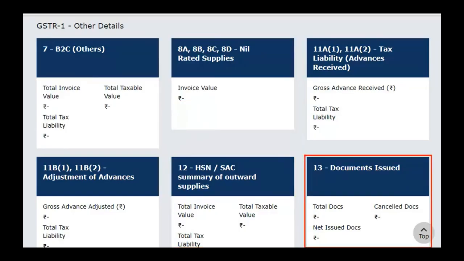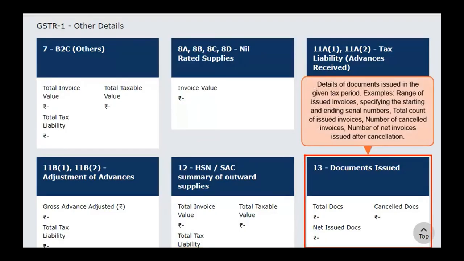Finally, the Documents Issued tile captures the details of documents that might be issued by you in the given tax period. Examples of such documents are the invoice range, specifying the starting and ending serial numbers of invoices issued, total count of invoices issued, number of invoices that were cancelled, and the number of net invoices that were issued after cancellation.